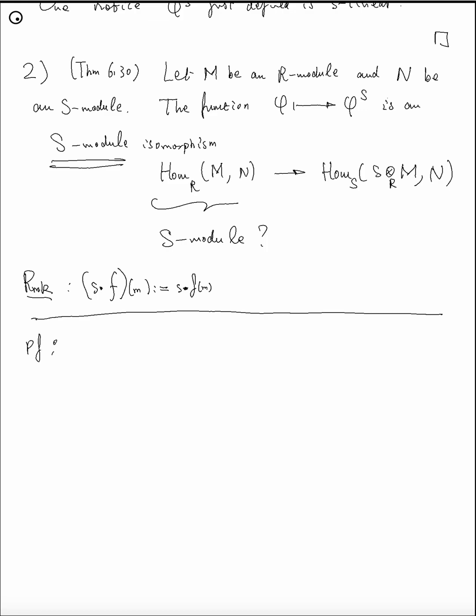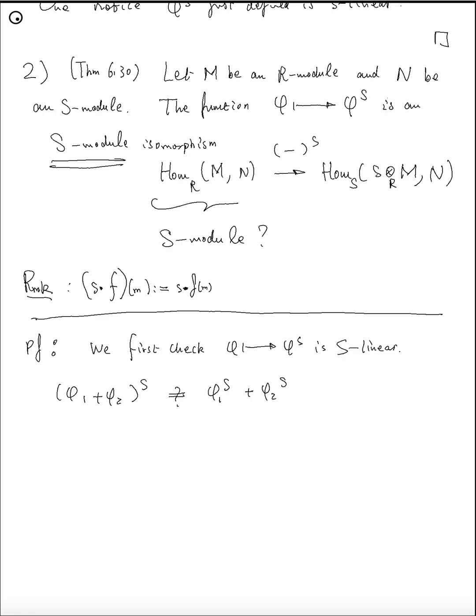So let's write down the proof of this. We first check this is S linear. So you can call this function S. So if you have phi 1, phi 2, and then you apply to S. The question is, is it phi 1S plus phi 2S? For example, let's check this.